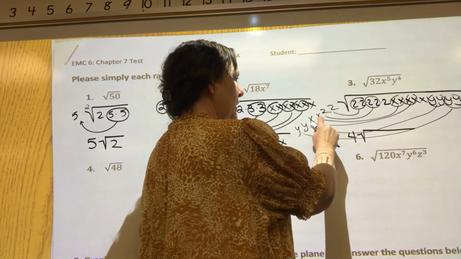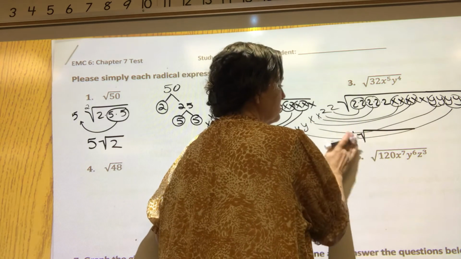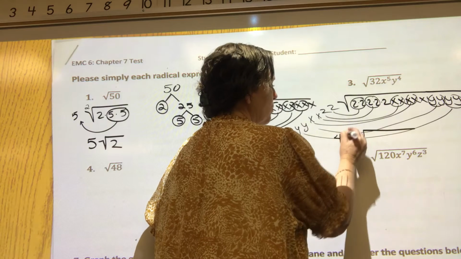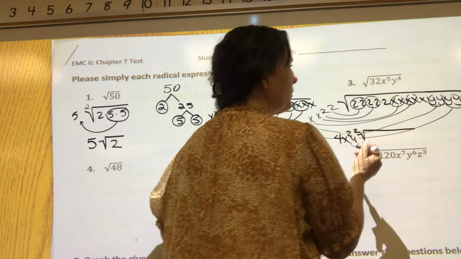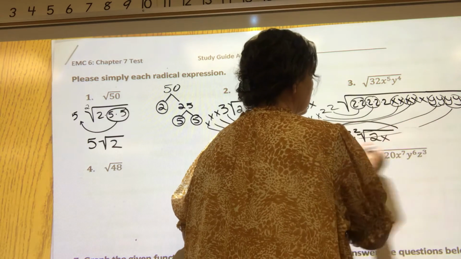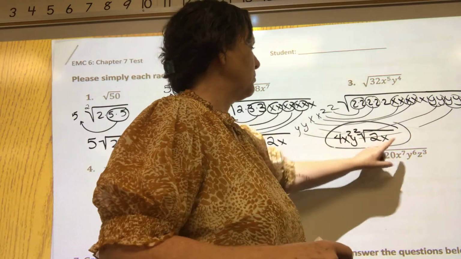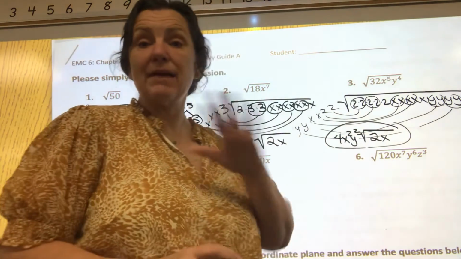And we have x, x, y, y. Oops. X squared, y squared, and then what do I have left behind? A 2 and an x. Cool. So it's 4x squared, y squared, square root, 2x left behind because they didn't have any pairs.